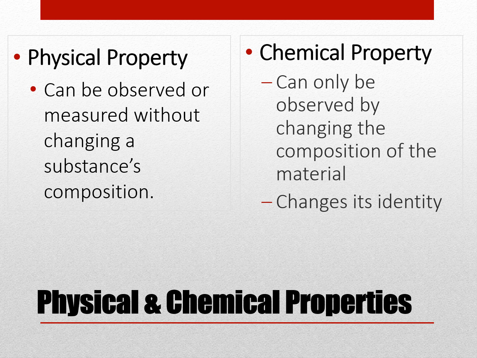A physical property can be observed or measured without changing a substance's composition. Composition means what it's made out of. So I can observe it without changing what it's actually made out of. If I talked about somebody's hair color, it's brown. That would be a physical property.